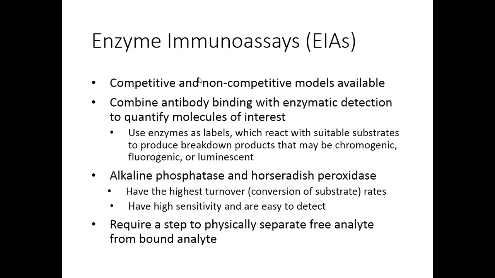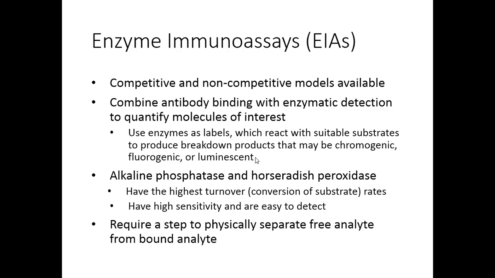So we're going to talk about chromogenic, fluorogenic, or luminescent signals. So they can produce color, fluorescence, or chemiluminescence. Typical enzymes include alkaline phosphatase and horseradish peroxidase. There are two others that were in the book that I don't know why I didn't put them here. G6PD, glucose 6-phosphate dehydrogenase, or beta-D-galactosidase are two other really good enzymes that can be used in these EIAs.